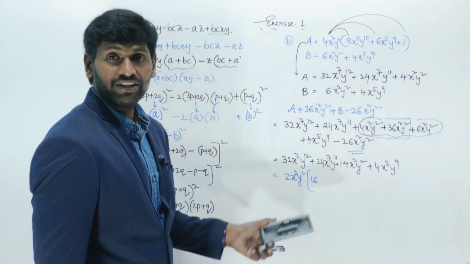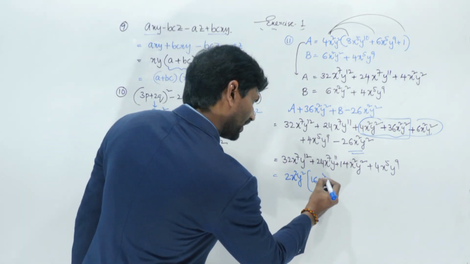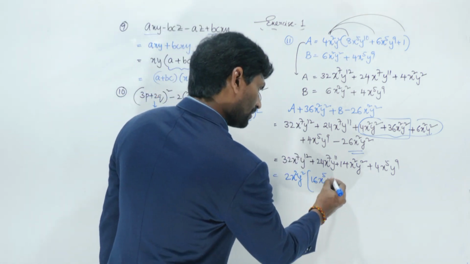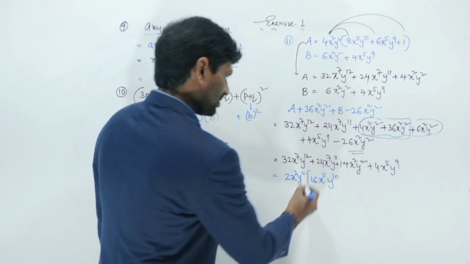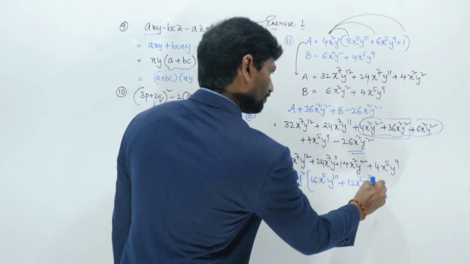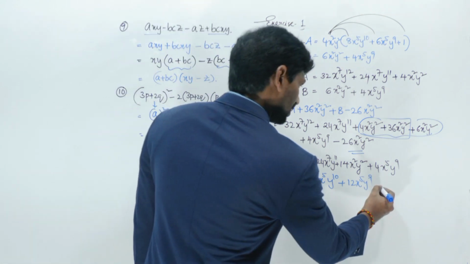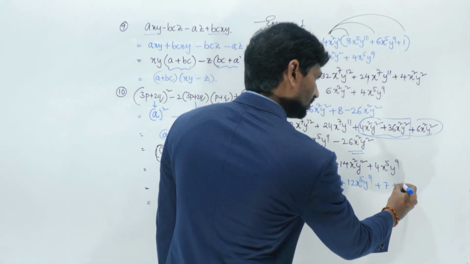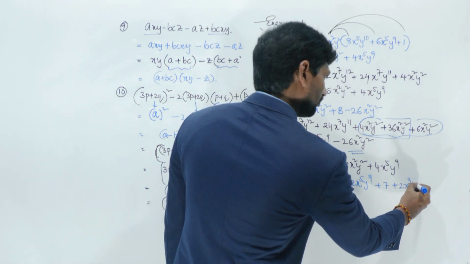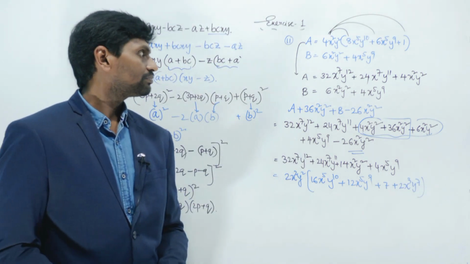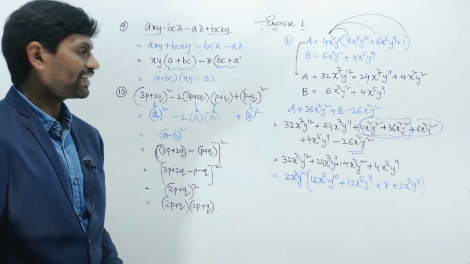From x^7 to x^2, x^5 remains. Y^12, y^2 removed, means y^10 will remain. Plus, the second term 12x^5y^9. From the third term 7, and the last term 2x^3y^7. This is the factorization of the given expression. Okay, let us go to the next problem.